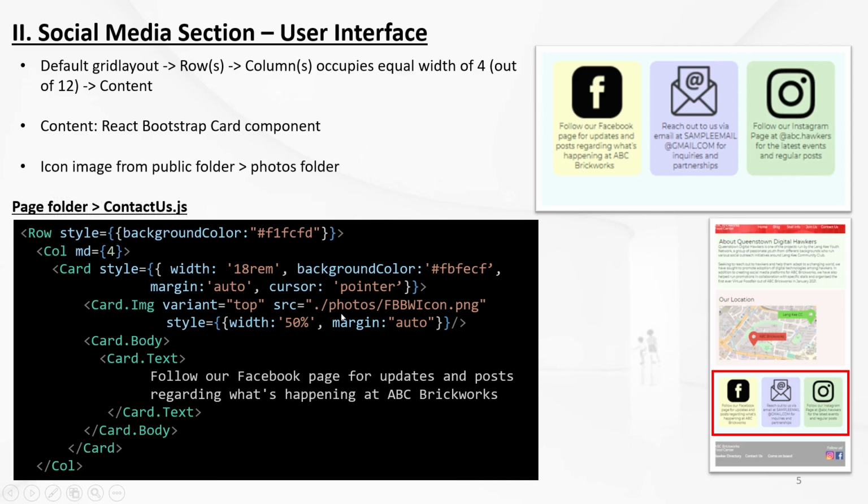And do notice that this image is actually from the photo folder, which is located within the public folder. That explains, if you can see my mouse, under card image source.photos, this is the location. So this code below will render this section, and it will show the interface.